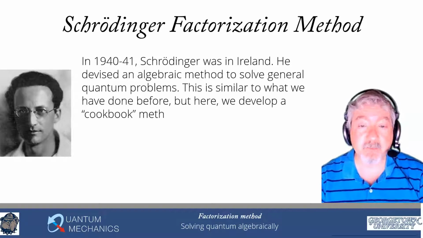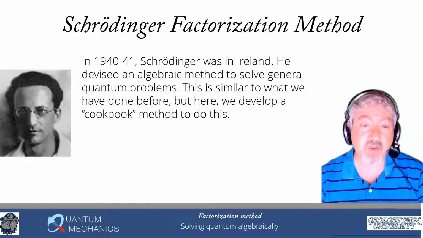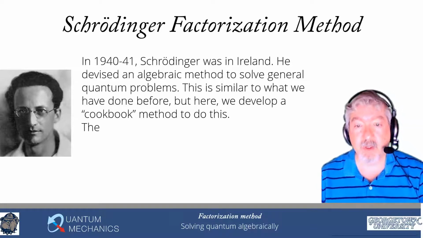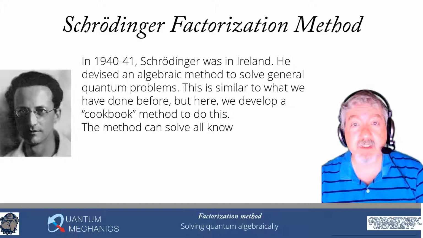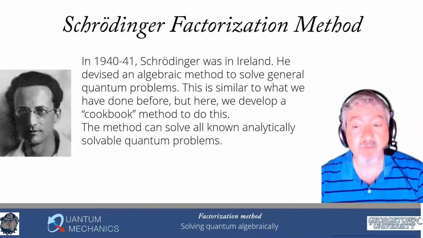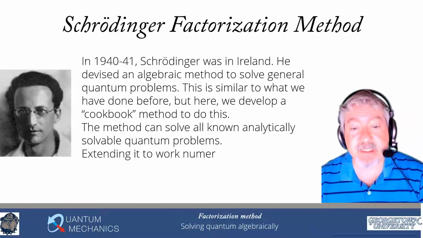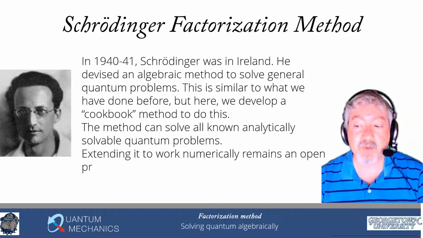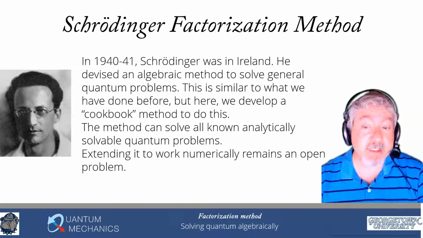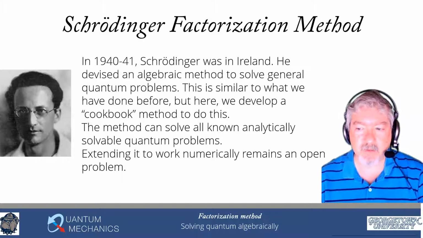This is similar to some of the techniques we've used before, but here we're going to develop essentially a cookbook method to do this. Or if you like, we're going to discuss how it's done in its most general fashion. This method can solve all known analytically solvable quantum problems. Extending it to work numerically for the arbitrary quantum problem is actually still an open problem. There is no set way in which to do that just yet.